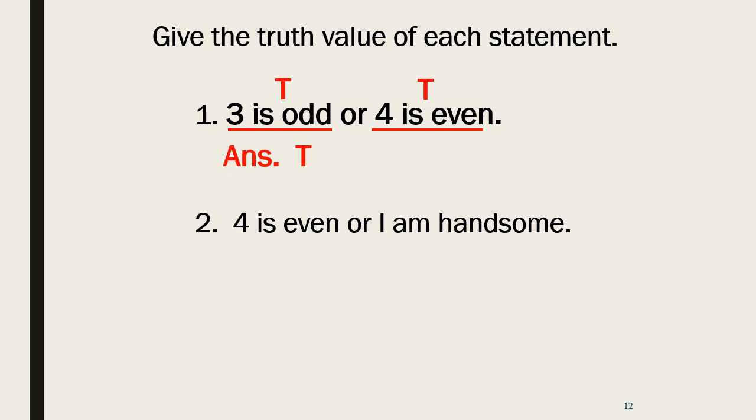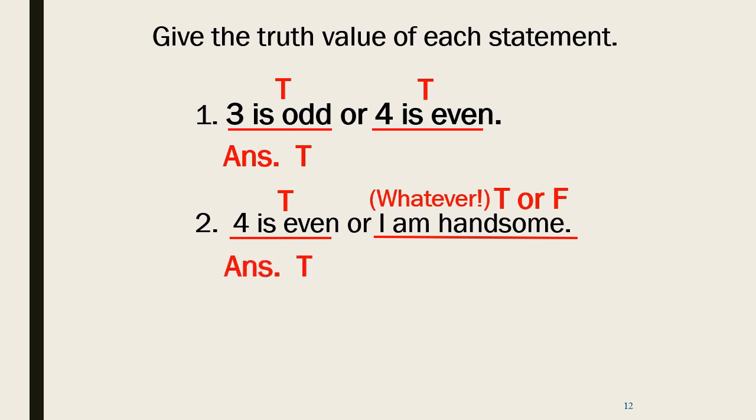Number two, 4 is even or I am handsome. So 4 is even, that's true. I am handsome. So it could be true, it could be false, but I hope it's true. So the answer is true because at least one is true. Since the first statement is true already, regardless of the second statement, whether it's true or false, the compound proposition will be true.